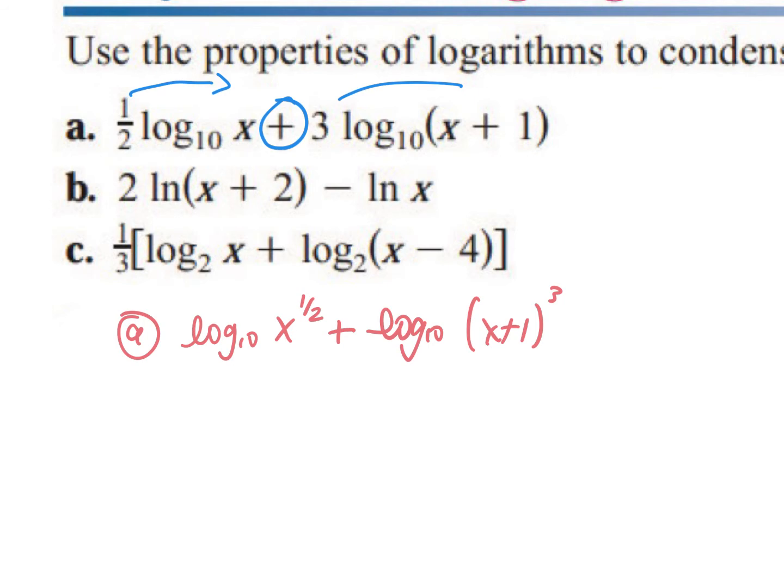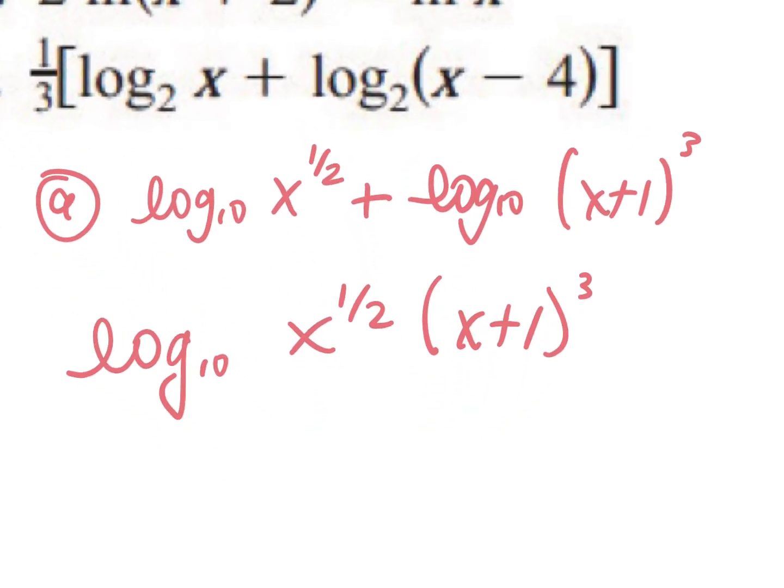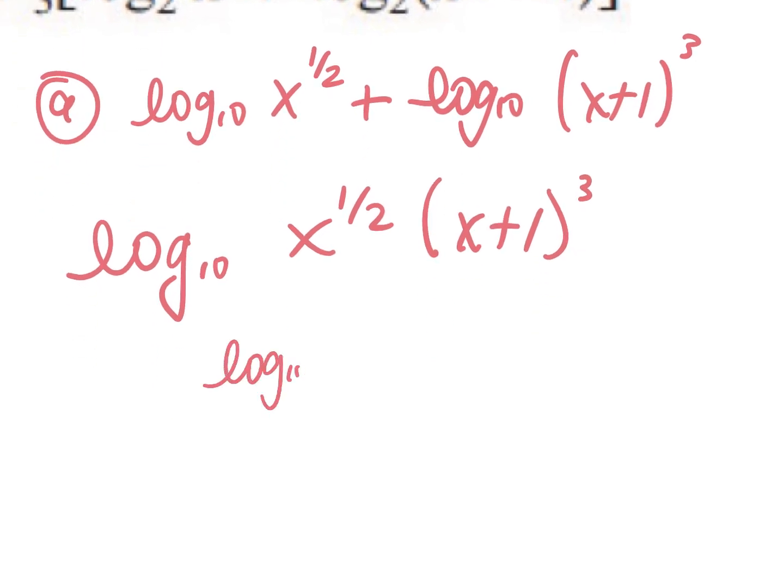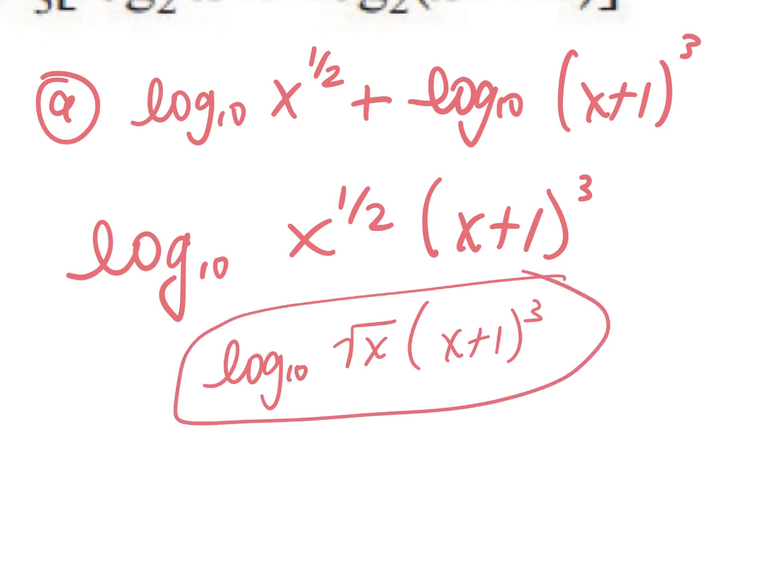So now I'm going to say, all right, they both have log base 10. So you write log base 10 out front one time. And now we say, okay, I have x to the 1/2 times, do you guys agree? X to the 1/2 times x plus 1 cubed. All right, so the last thing we have to do when we pull this together is we have to say log base 10, and instead of x to the 1/2, it's the same thing as a square root, and then x plus 1 quantity cubed. You can leave it just like that. You do not have to multiply that all out.